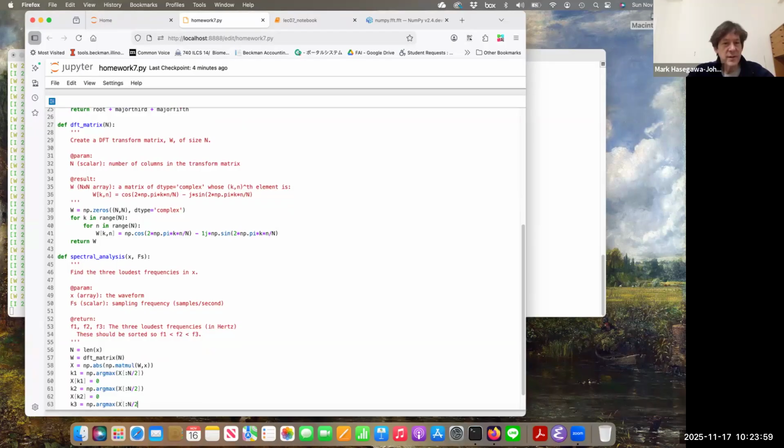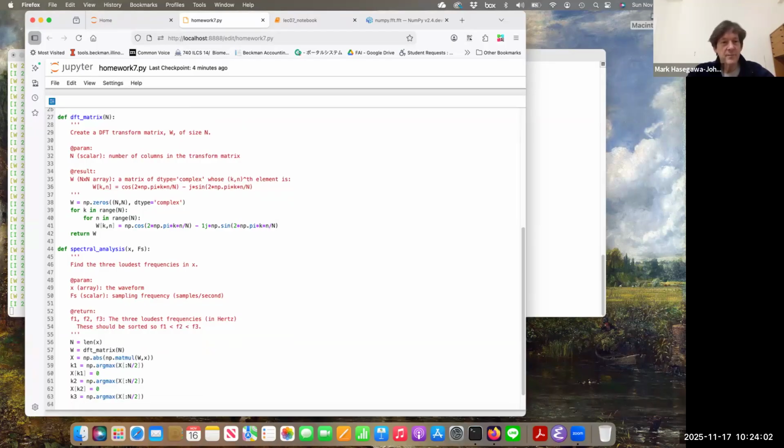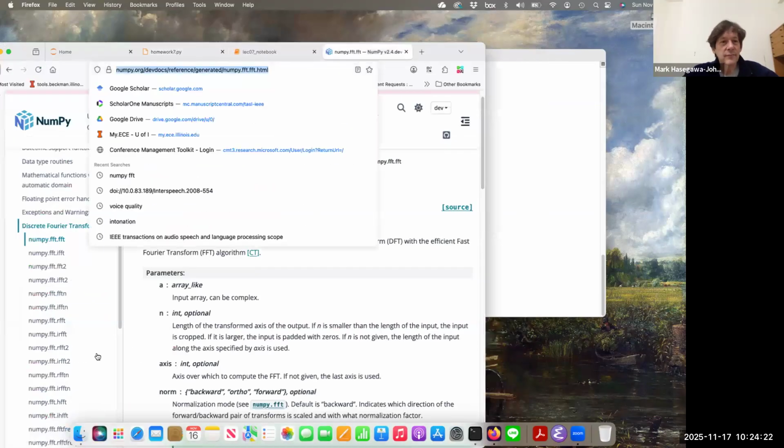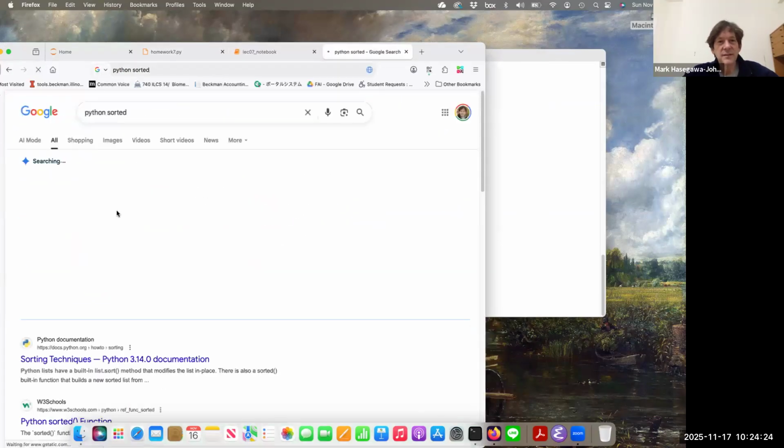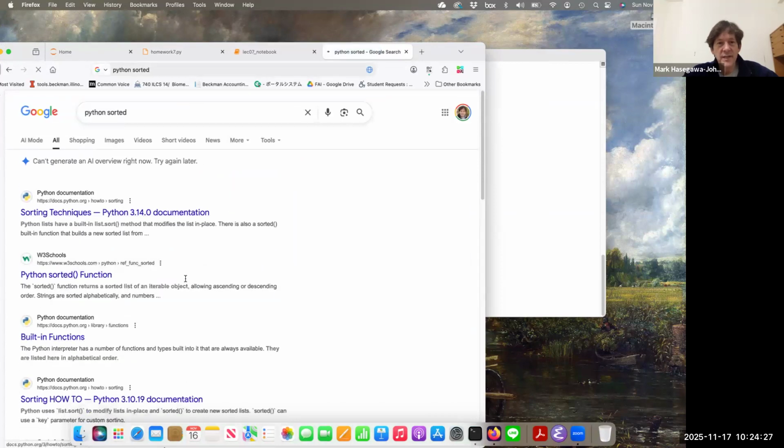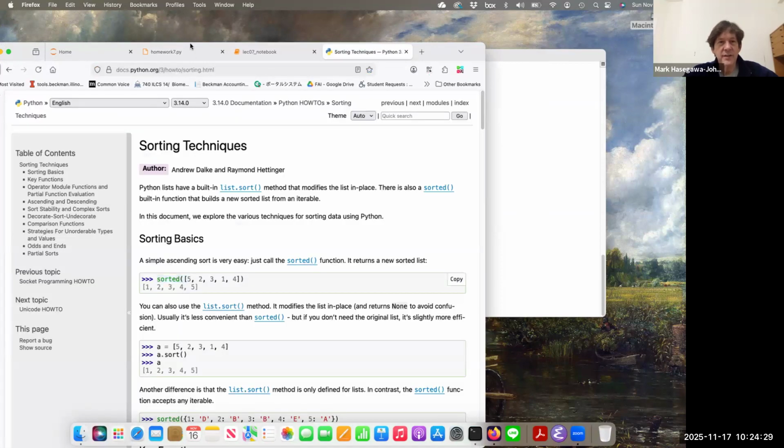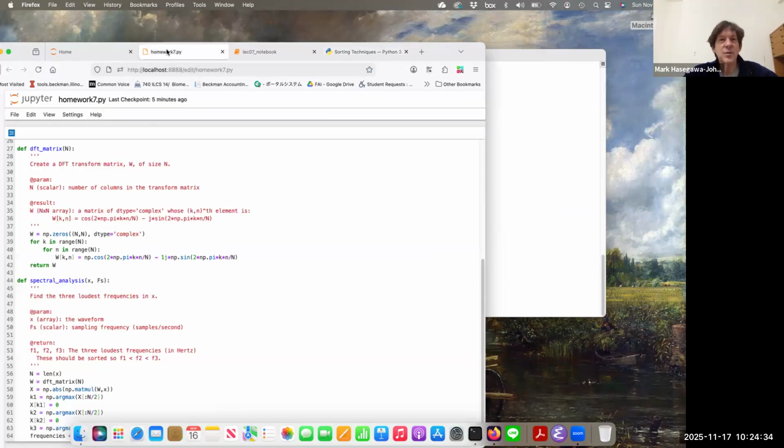And now I want to sort those. So we'll take the frequencies, and they will be sorted. Let's look up how to sort an array in Python. Sorting techniques: we can take just an array and sort it, and it becomes sorted. Sorted is the name of the function. So let's sort it.